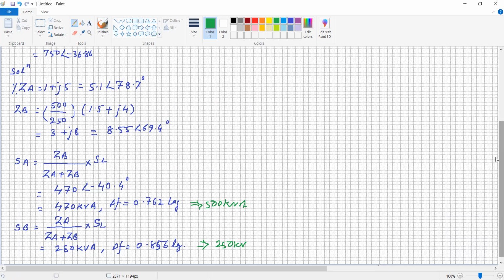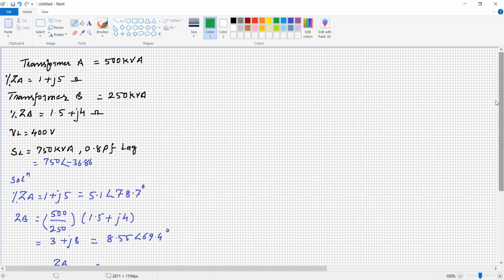So the desirable condition is that the turns ratio should be the same and the resistance to reactance ratio should be the same. Then and only then will they share the power. So it is a desirable condition.